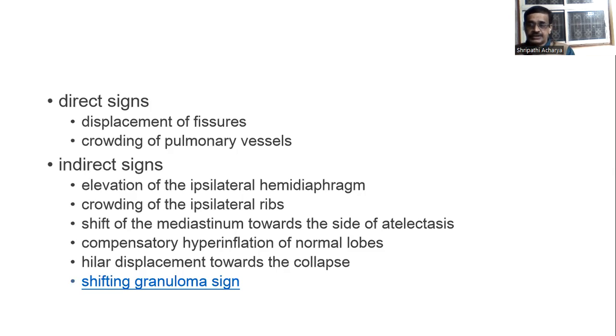So, coming to atelectasis or lung collapse, in the lung collapse, direct signs are displacement of the fissures, crowding of the pulmonary vessels. Indirect signs: elevation of the ipsilateral hemidiaphragm, crowding of the ipsilateral ribs, shift of the mediastinum towards the side of the atelectasis, compensatory hyperinflation of the normal lobes, hilar displacement towards the collapse, and shifting granuloma sign. These are seen in lung collapse.